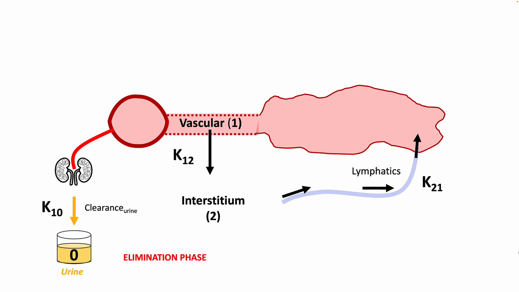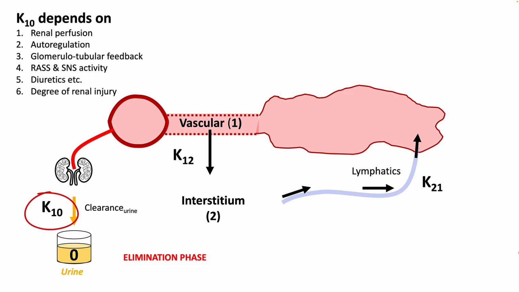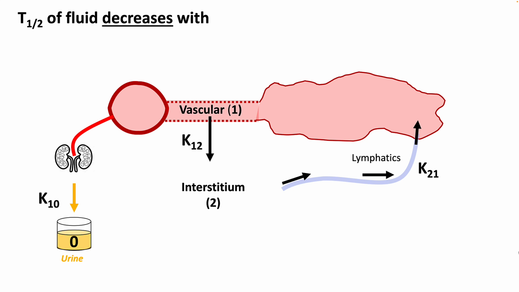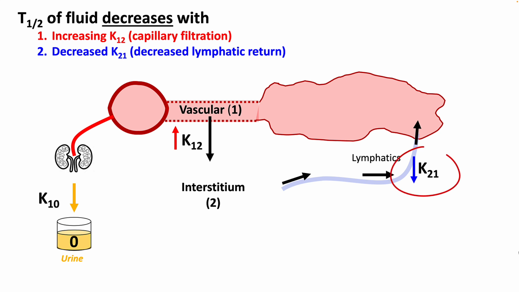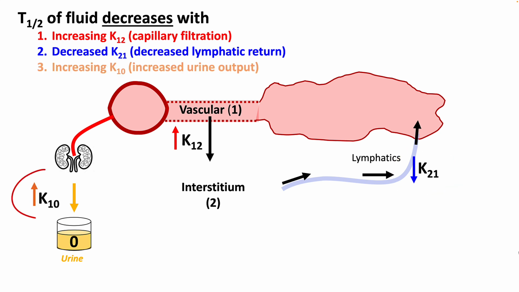The second part is the elimination phase, which starts happening simultaneously, and this is through the clearance in the urine. This will depend upon the renal perfusion, autoregulation, glomerulotubular feedback, RAS and SNS activity, diuresis, degree of renal injury, etc. So the T half of the fluid will decrease with increasing capillary filtration, decreased rate of lymphatic return, and increased urine output.